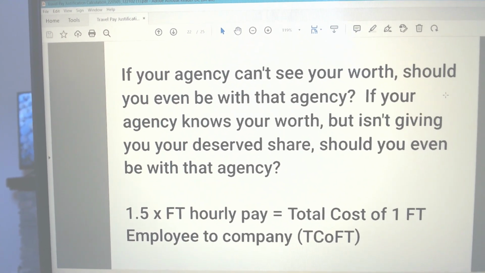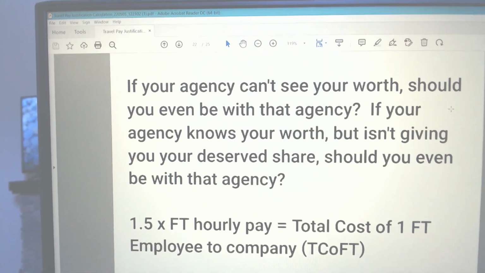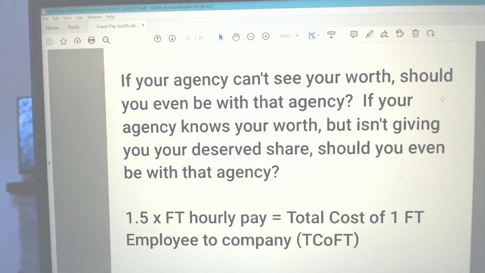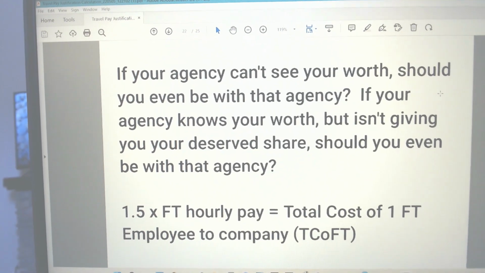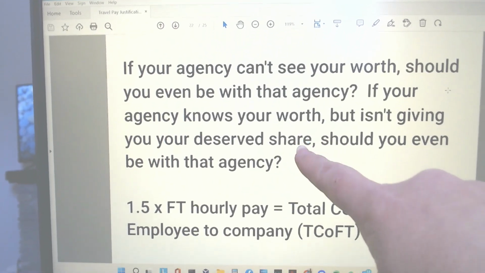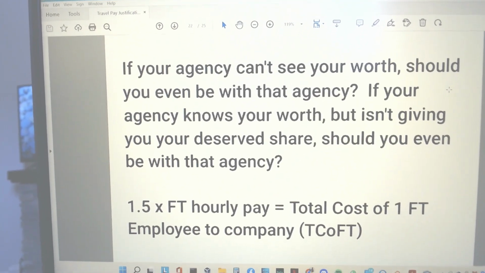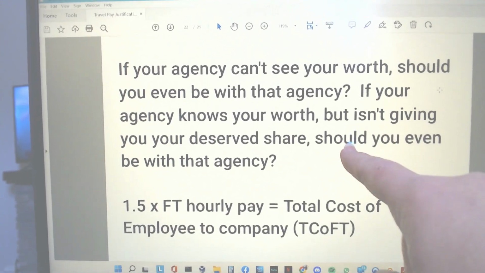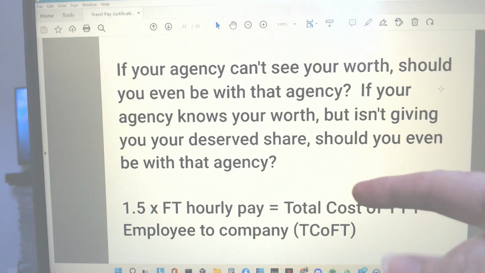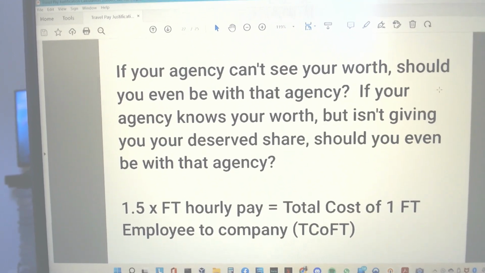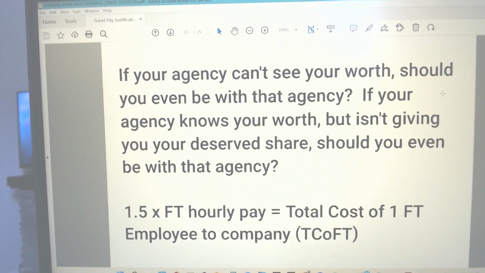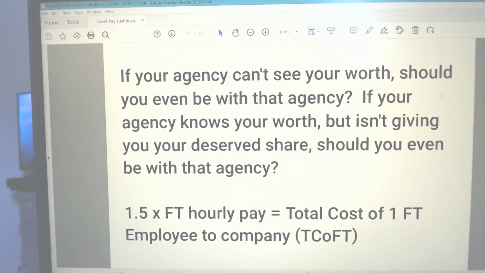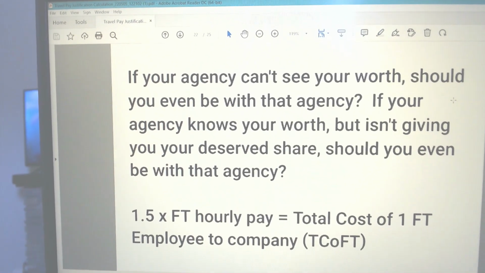But if your agency knows your worth and they're still not giving you your deserved share, should you even be with that agency? Because basically that means they know your worth, they're getting it from the hospital, but you're not seeing any of it. I've had this happen. I had an insider who actually told me what the agency was being paid for myself. That's completely not supposed to be done ever. But I did find out.